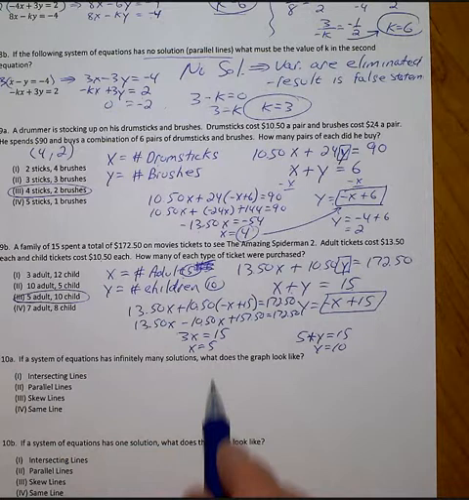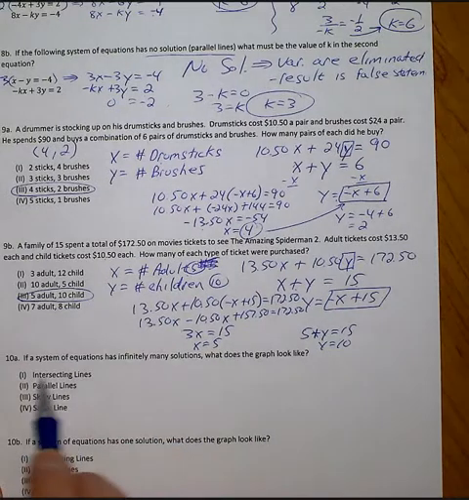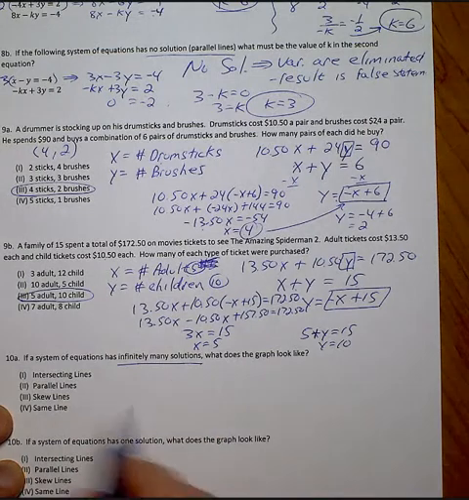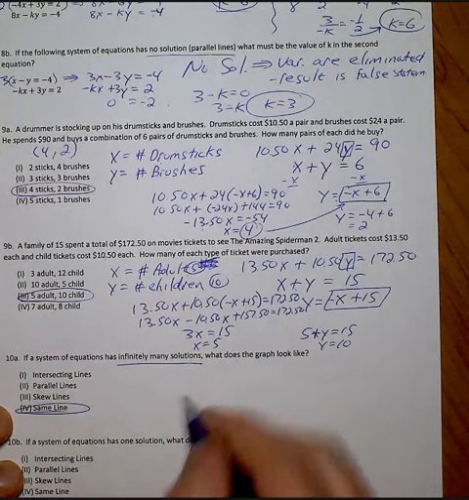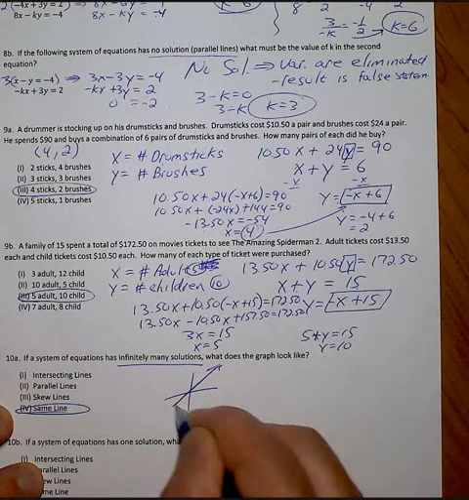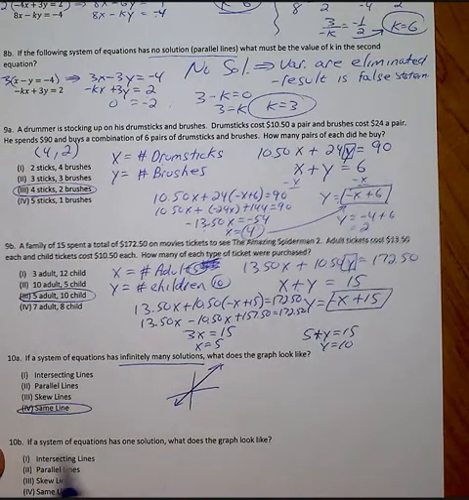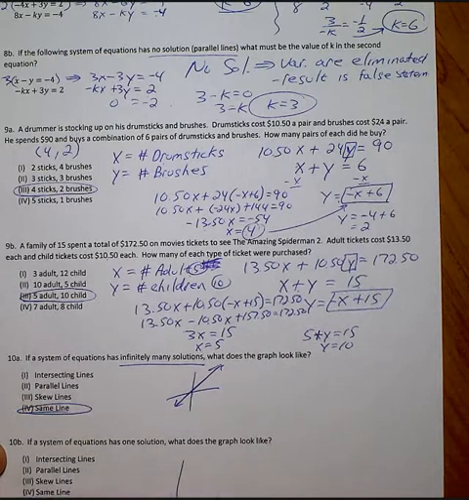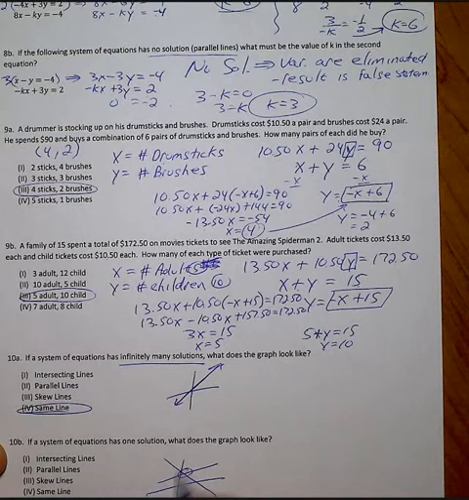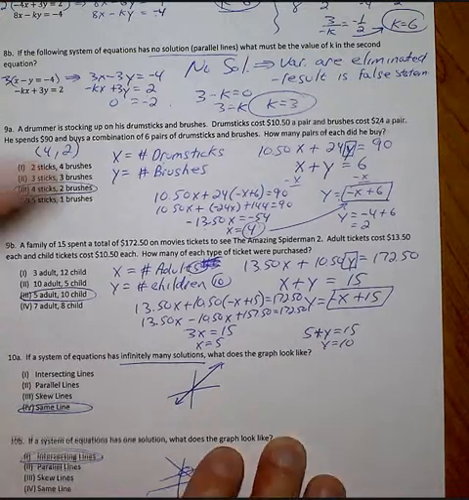Okay. Last two on this page. If a system of equations has infinitely many solutions, what does the graph look like? Well, it's the same line. The graph is just this line, and then we graph another line right on top of it. Infinitely many. If the system of equations has one solution, it looks like there's a line and there's another line. It crosses, intersects one time at one point, so intersecting lines.